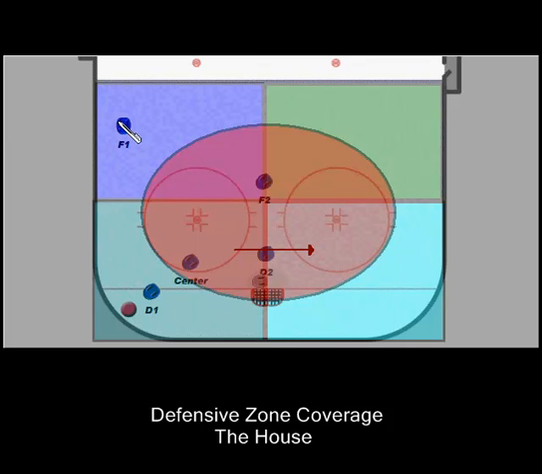The high slot, puck's on this side, so F2, or the right winger, is down low in the high slot, and F1 is taking away any passes where this guy might want to come up the wall to a defender back here. So F1 is guarding that quadrant of the ice.